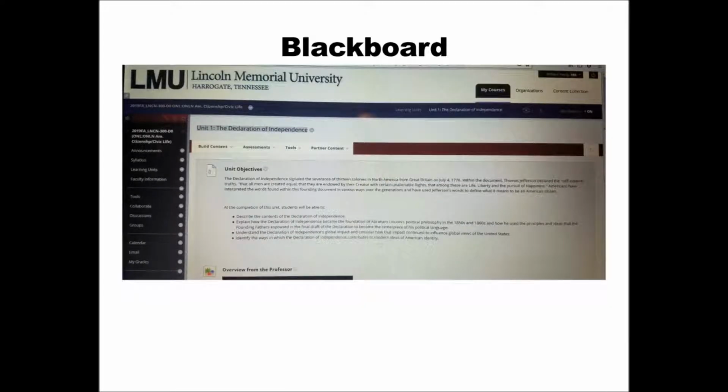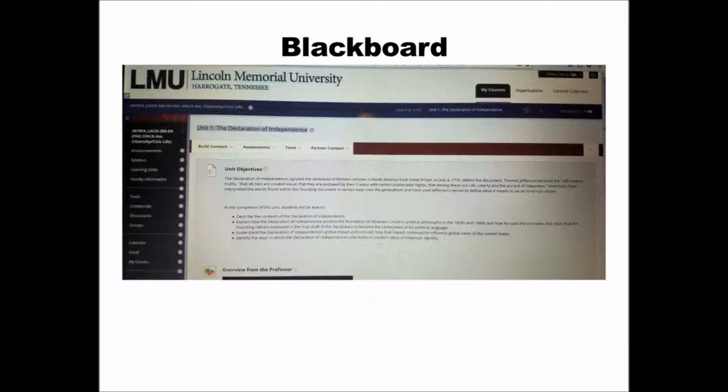Once you complete this unit, and you will see this always in each unit, the sort of objectives that you will have learned, you should be able to describe the contents of the Declaration of Independence, explain how the Declaration of Independence became the foundation of Abraham Lincoln's political philosophy in the 1850s and 1860s, and how he used the principles and ideas that the Founding Fathers espoused in the Declaration to become the centerpiece of his political language.